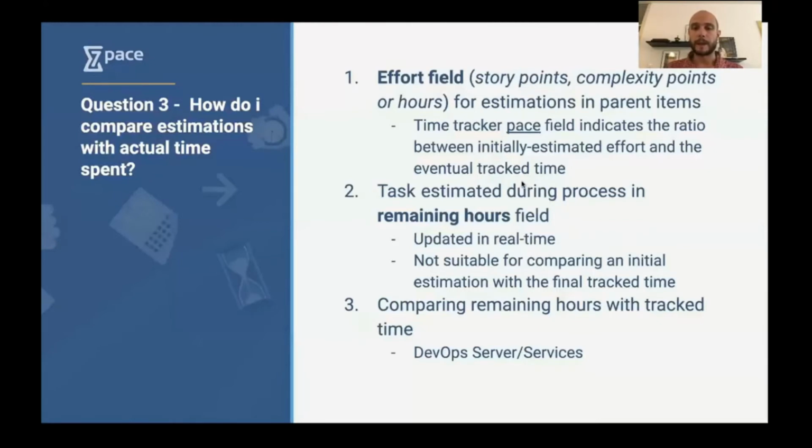And then the last thing you can do is you can compare remaining hours with track time. You can do that from within DevOps. That data is always inside DevOps, so it can be accessed through the REST interface. Or the other thing you can do is you can just navigate to the work item that you're interested in, look at the history, and basically have a look at the initial estimate, and then see how much time has been logged against that item over time.